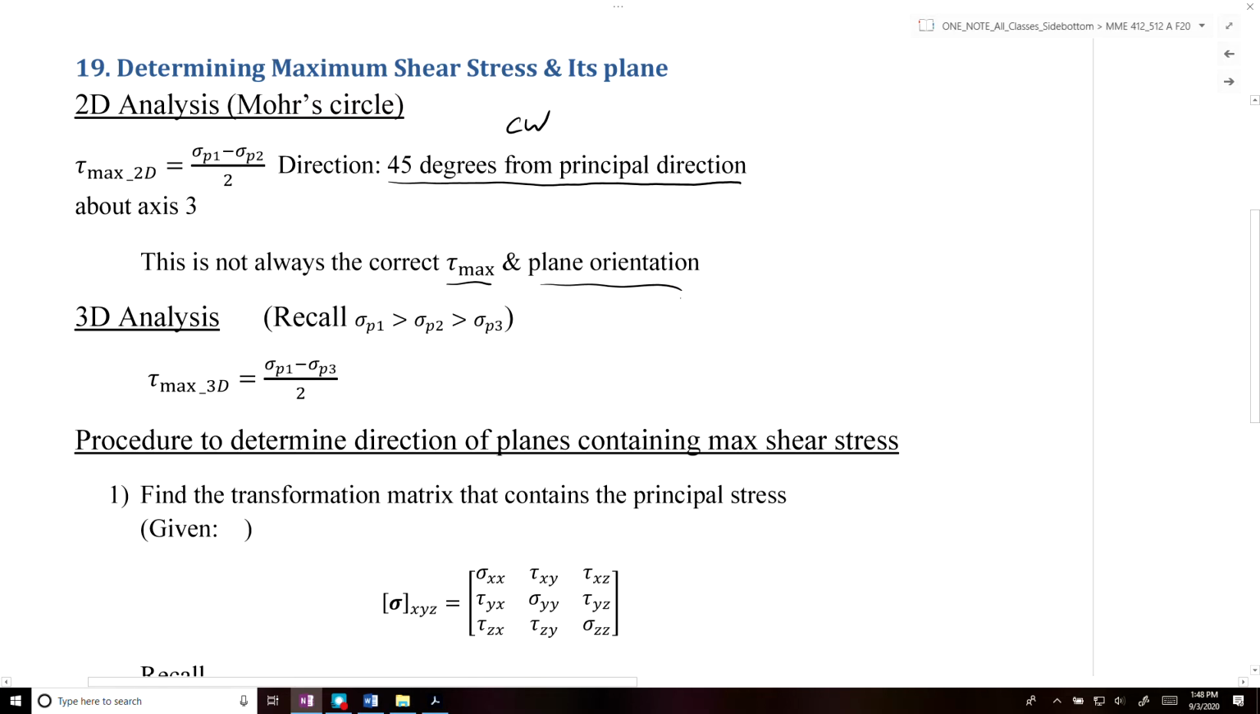In 3D stress cases, we know that the maximum shear stress, which we defined using the 3D Mohr circle, is the first principal stress minus the third principal stress over 2. Please always use this equation when you're trying to determine the magnitude of the maximum shear stress. Please use that equation only. The second step is to determine the planes containing the maximum shear stresses from the original coordinate system.